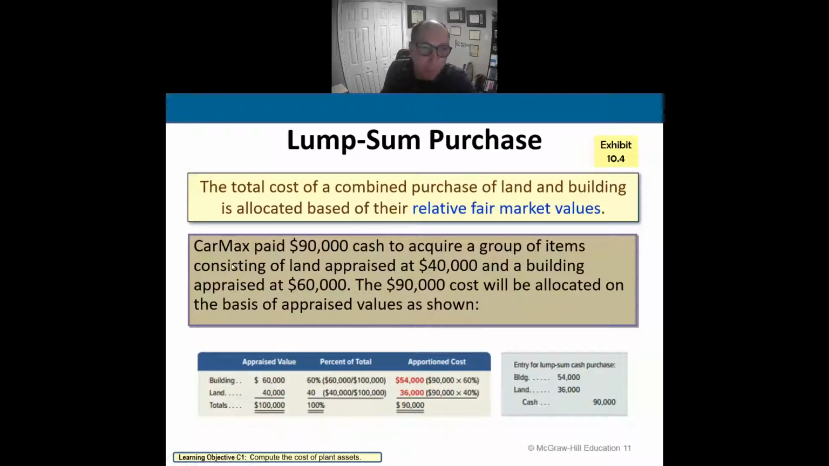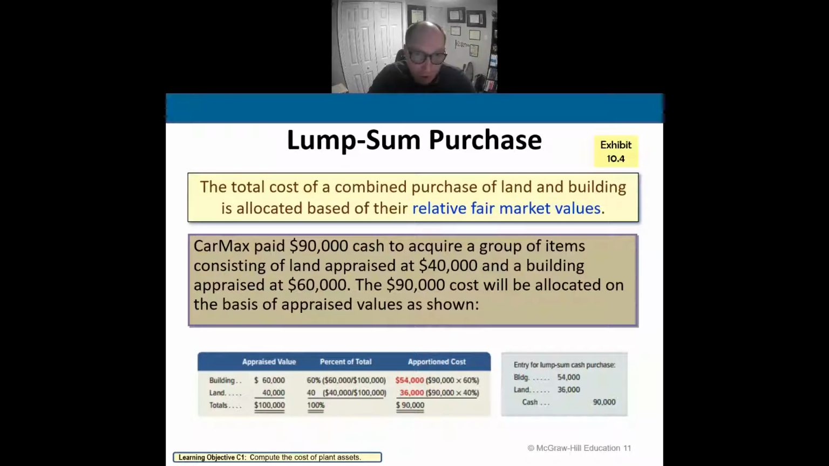Okay, so the cost of acquisition of the building and land looks something like this. For example, CarMax, which is an auto dealership. There's a couple of them around here in D.C. They paid $90,000 in cash to acquire some land valued at $40,000 and a vacant building valued at $60,000. So $60,000 for the building, $40,000 for the land, $90,000. That's obviously missing a zero here in D.C., right? A couple of zeros.